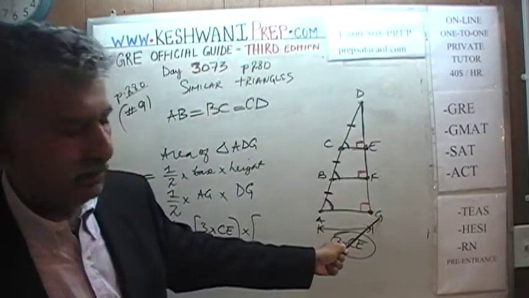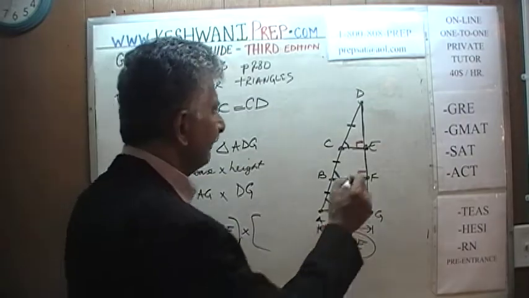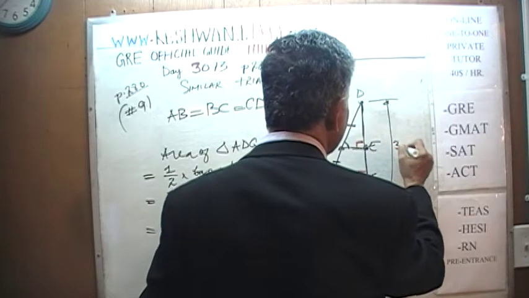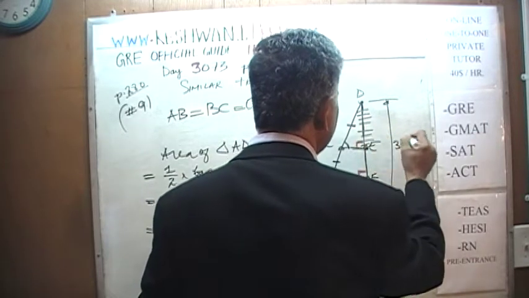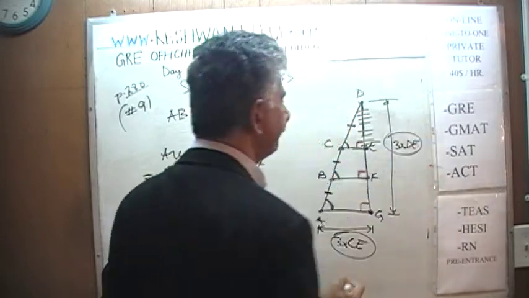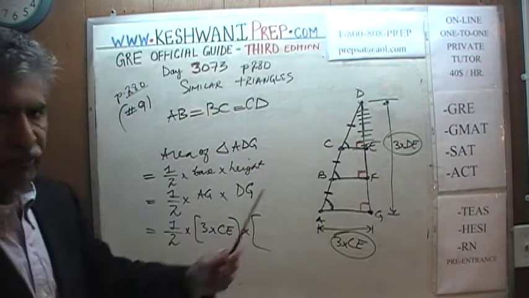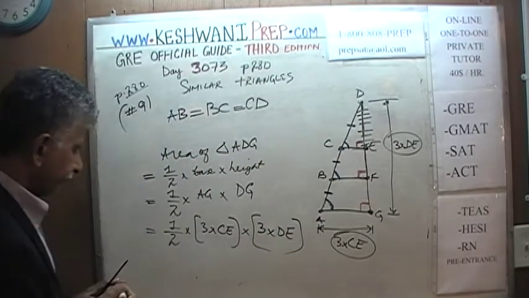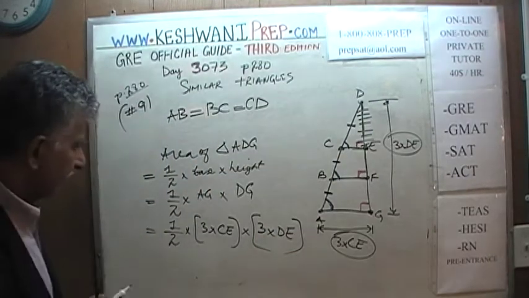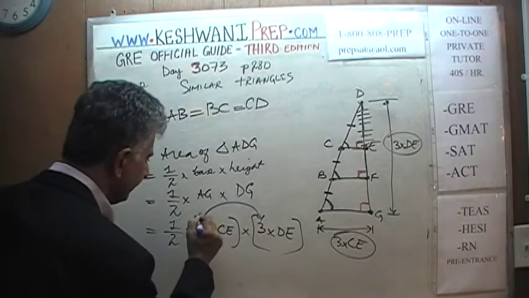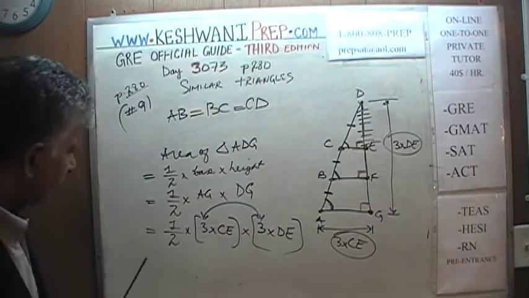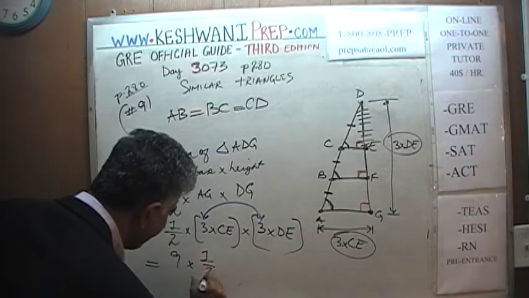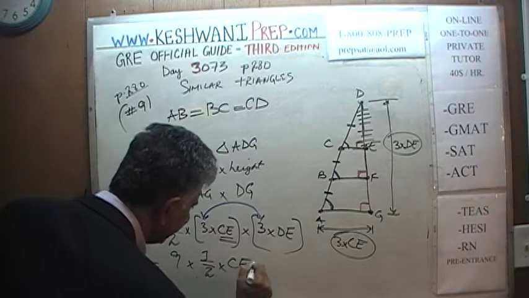Similarly, when we get to D to G, this length right here is 3 times the length of D to E. As you can clearly see from the picture, 3 times D to E. Let's put these three together. 3 times 3 is 9. 3 times 3 is 9. So we get 9 times 1/2 times CE times DE.